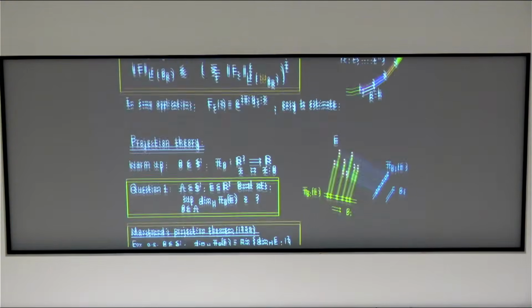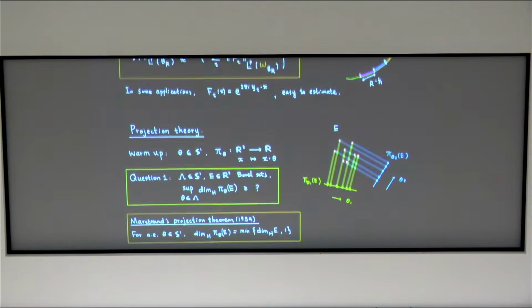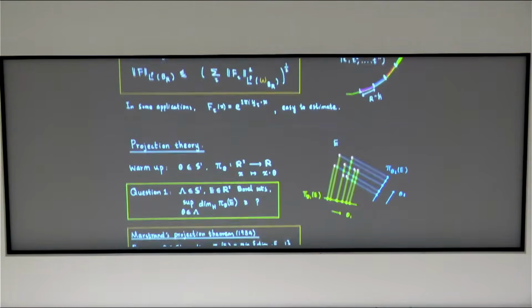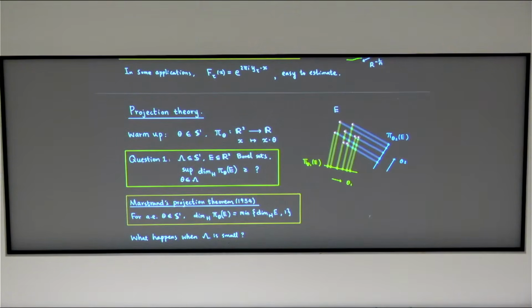So I'm going to go slower in projection theory. So let's have a warm-up. Suppose theta is just one direction in a plane. Theta is in S1, and pi theta is the orthogonal projection to the line in direction theta. So here is the picture. Let's say E is those points, and those directions are theta, and those points are the projection image pi theta of E.